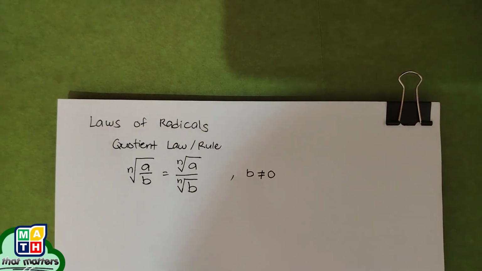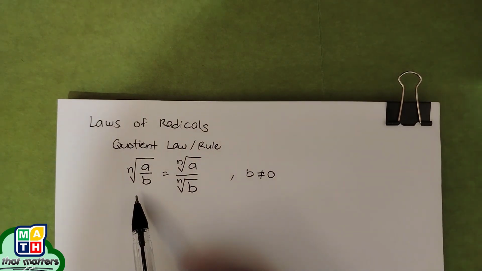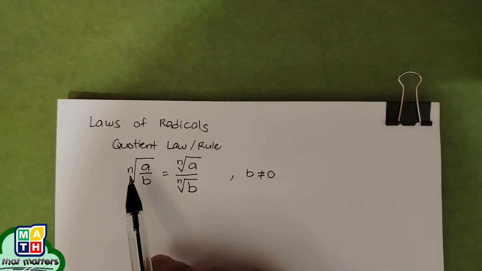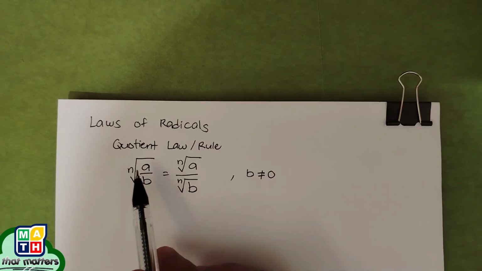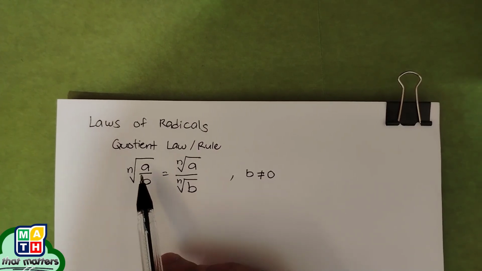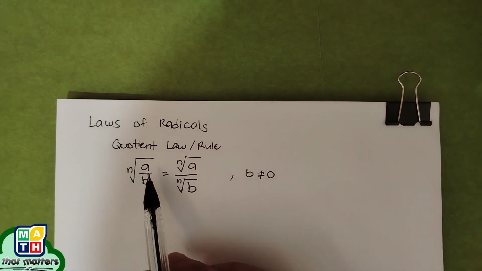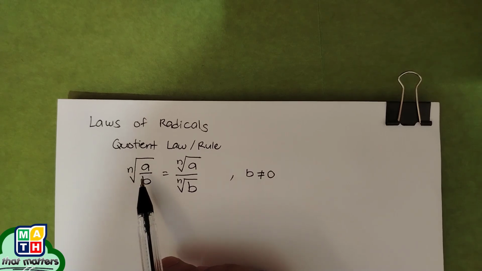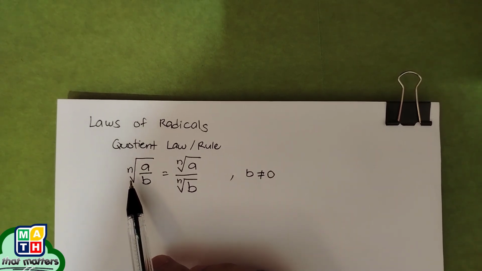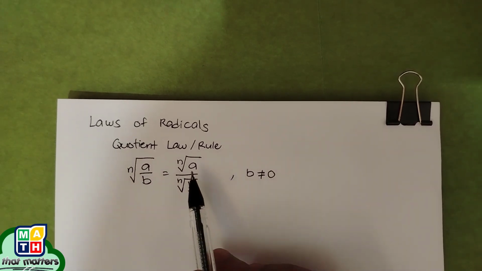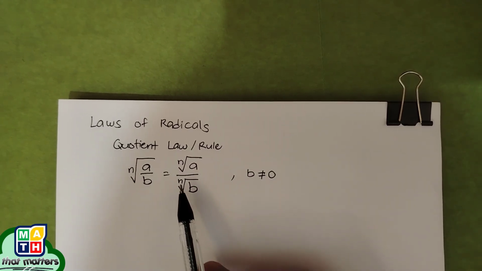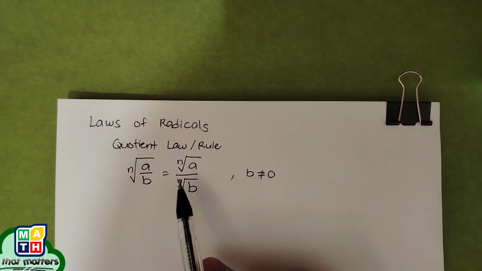This law of radicals is about the quotient law or the quotient rule. This tells us that if we have an expression like this, that is actually an nth root of a certain radical expression that is expressed as a rational expression or fraction, we can simply break down our radical expression here, give it to our numerator and denominator as long as it has the same index here.